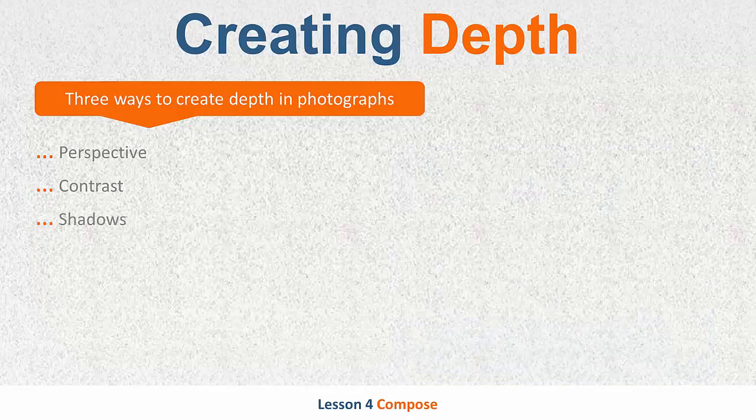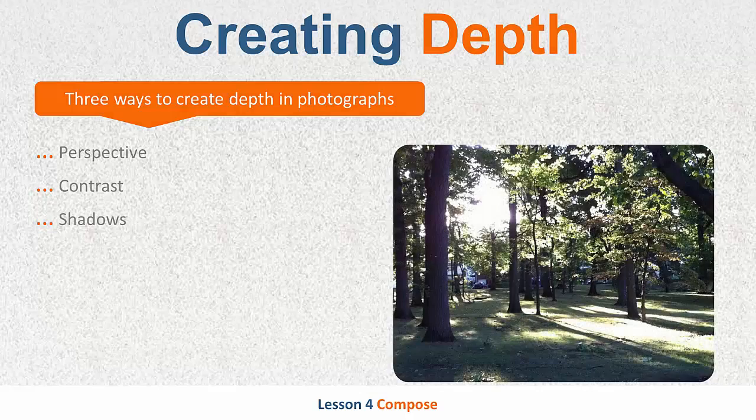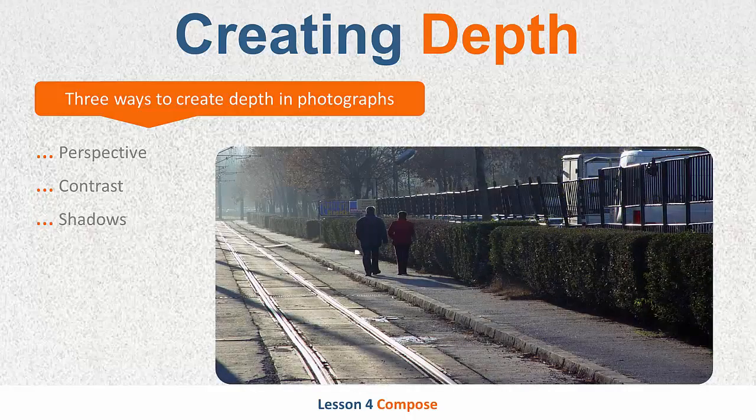Shadows can also create depth, as in this photo. Without the shadows, for example on a cloudy, gray day, the photo would look flat. This photo also shows why early morning or late afternoon are good times for taking photos, because the shadows are more pronounced and the colors are warmer, less harsh. Finally, here is an example which uses perspective, contrast, and shadows to create depth.